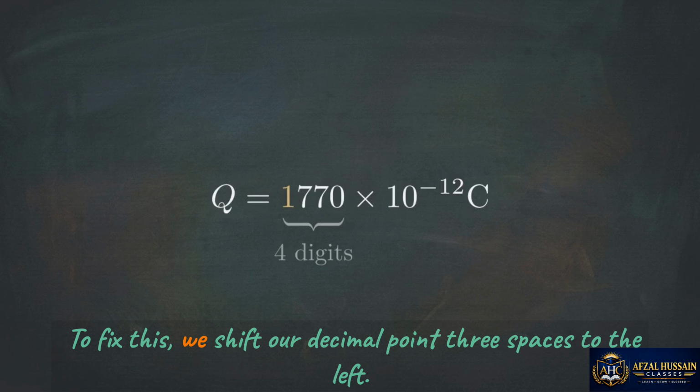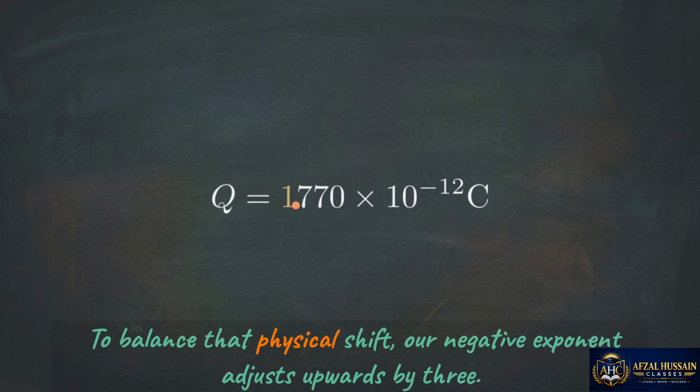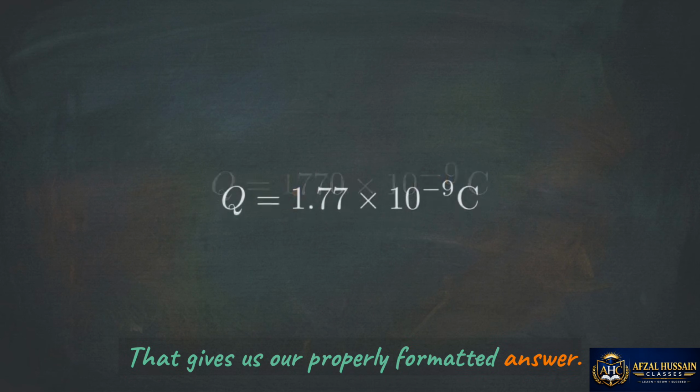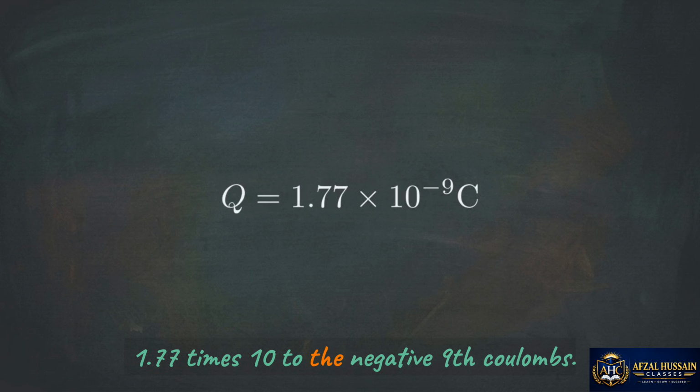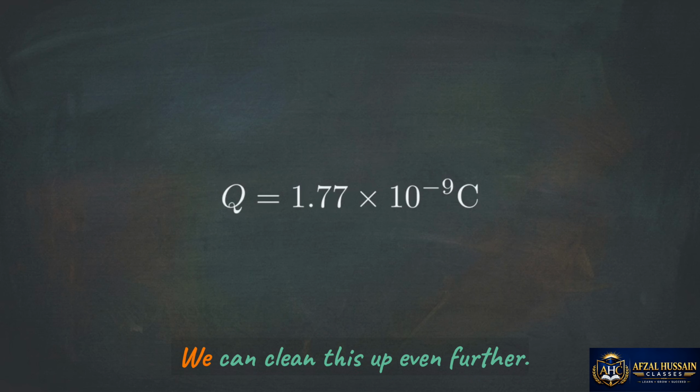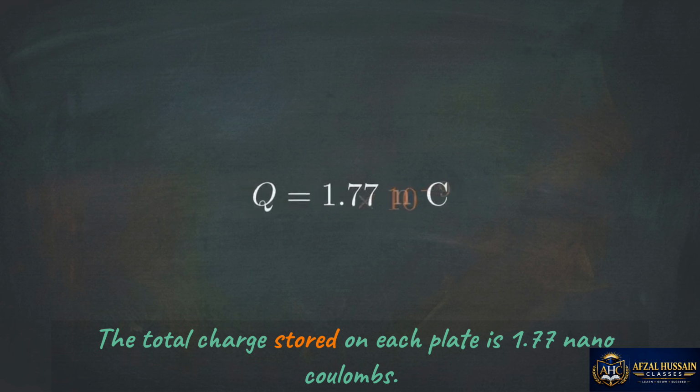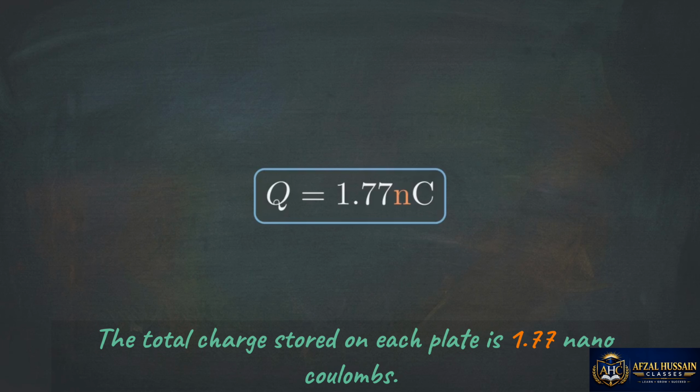To fix this, we shift our decimal point 3 spaces to the left. To balance that physical shift, our negative exponent adjusts upwards by 3. That gives us our properly formatted answer, 1.77 times 10 to the negative 9th coulombs. We can clean this up even further. 10 to the negative 9th corresponds to the prefix nano. The total charge stored on each plate is 1.77 nanocoulombs.